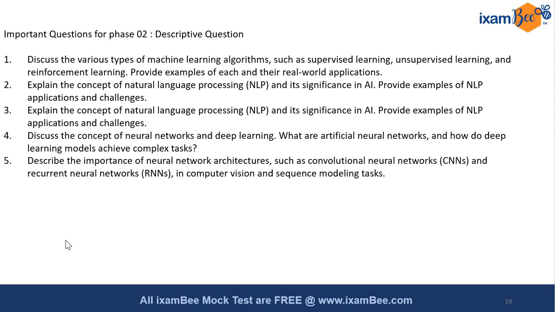Now, the last question for this video is describing the importance of neural network architectures such as CNN and RNN. So this is very, very important. When you talk about neural networks, you have to understand the convolutional neural network and the recurrent neural network. You have to give a deep understanding of both topics and how they are going to help us in computer vision and sequence modeling tasks. So you have to lay down the importance of these concepts.